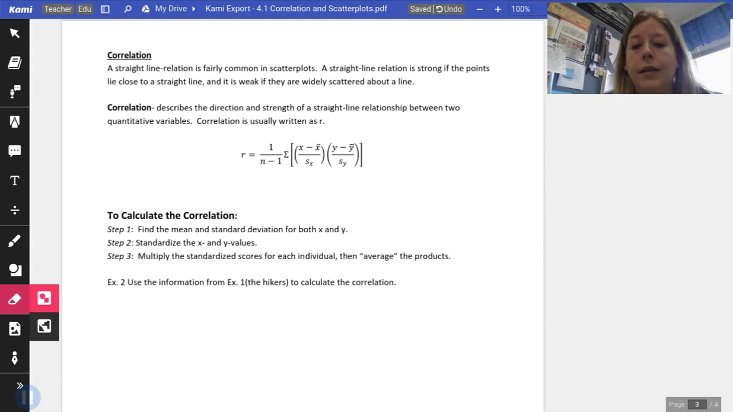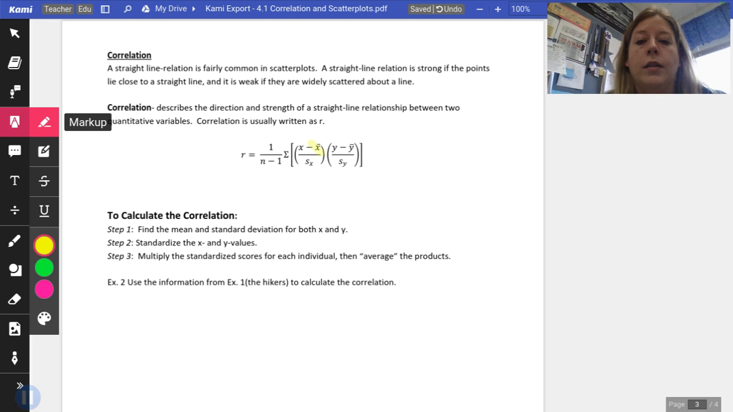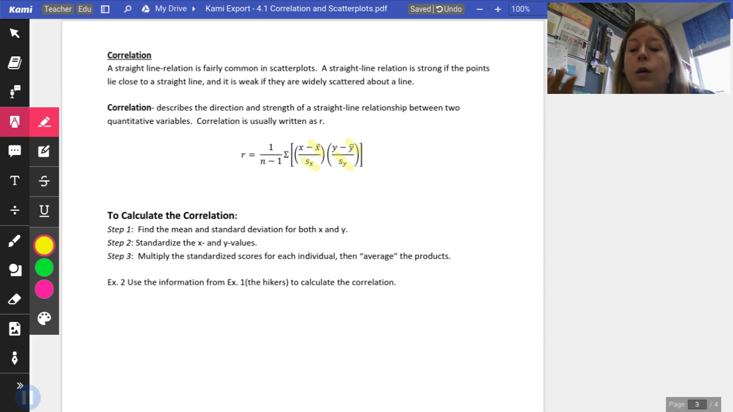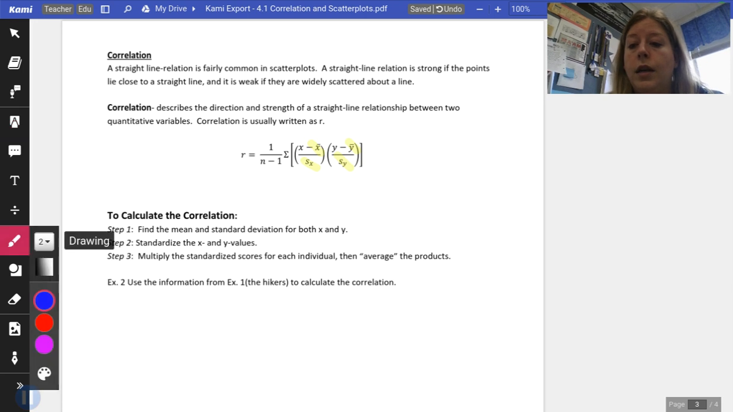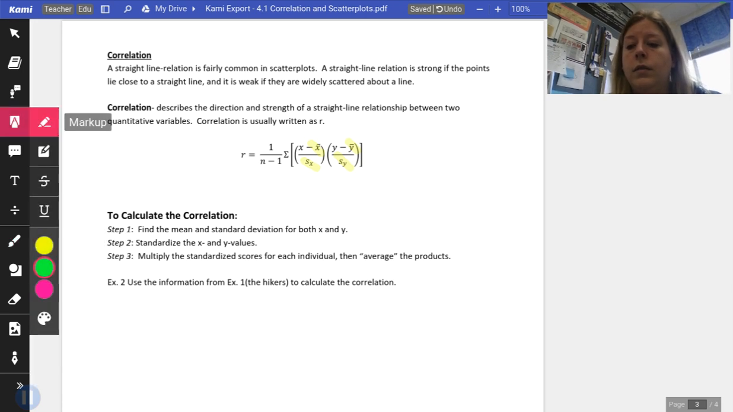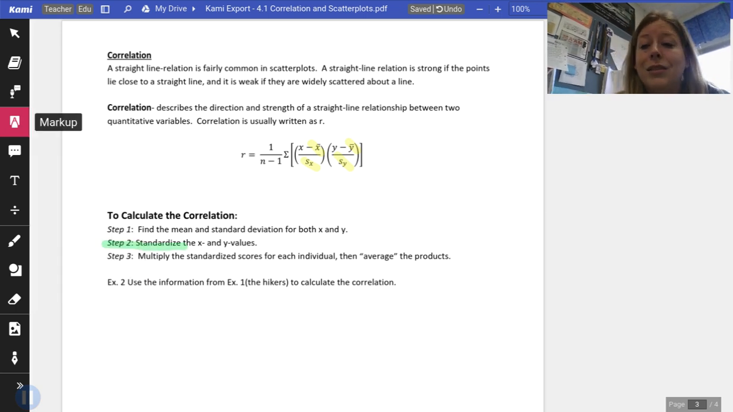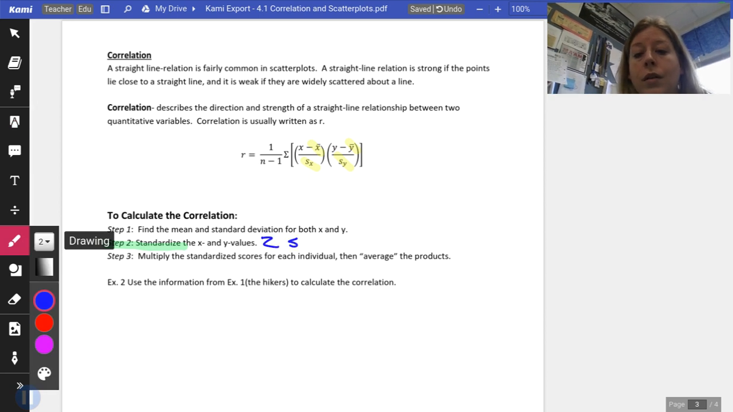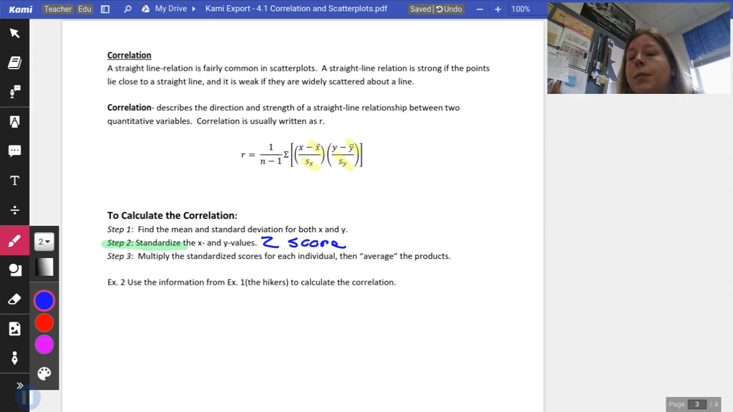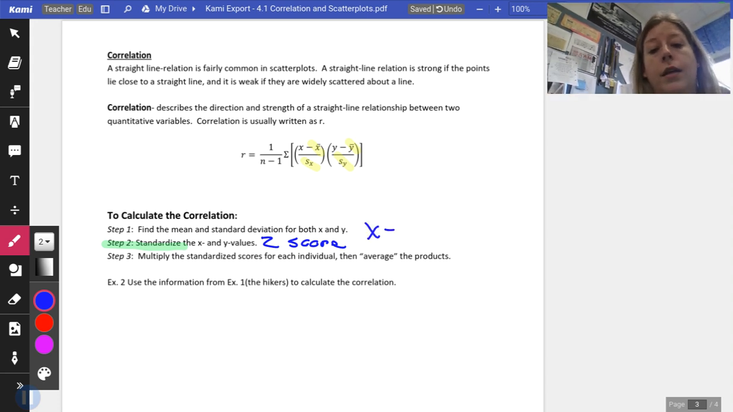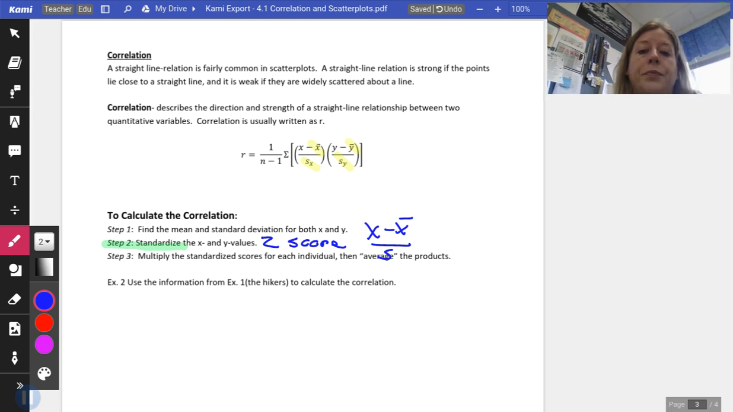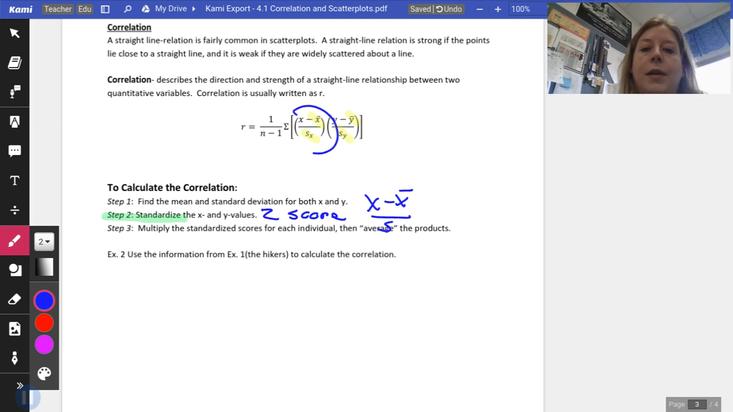All right, we've got step 1, find the mean and the standard deviation. So that's how we get x bar, y bar, standard deviation y, standard deviation of x. That can all be done on Stablet or in your TI calculator. Then step 2 is to standardize the x and y values. Now that's just z-score. And remember the formula for z-score was x minus x bar over standard deviation. X minus x bar over s. That's what's happening right there.